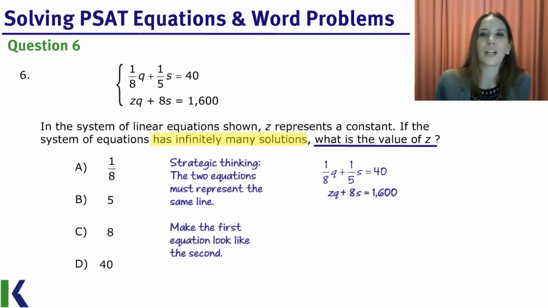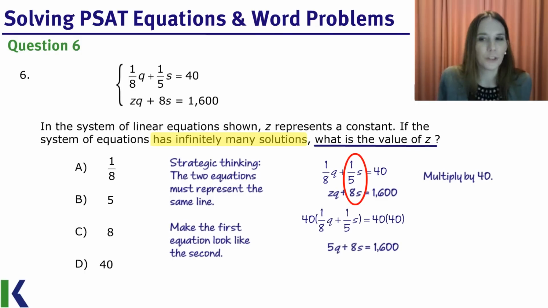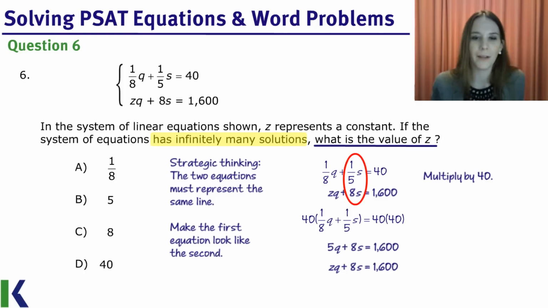And we can do this a couple of ways. One way is you can say, well, what can I multiply 1/5 by to get 8? Since these are the exact same line, we can also say, what can I multiply 40 by to get 1600? Either way, we're going to multiply by 40. So now I have this as my new first equation. This is my second equation. I just moved it on down there.